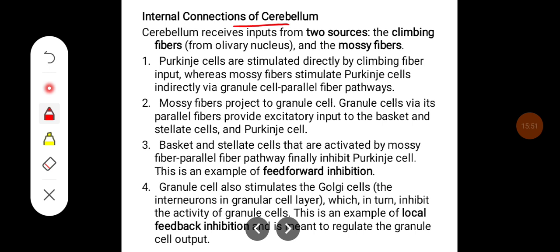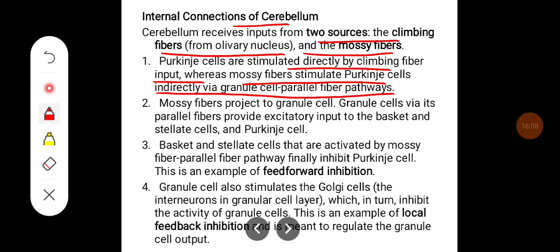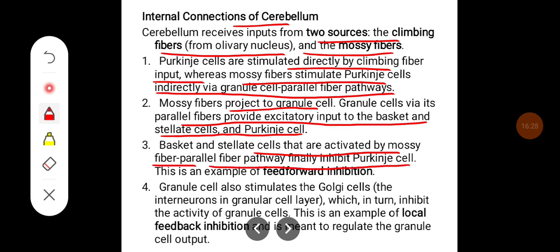Internal connections of the cerebellum. The cerebellum receives inputs from two sources, that is climbing fibers, from the olivary nucleus, and the Mossy fibers. Purkinje cells are stimulated directly by climbing fiber input, whereas Mossy fibers stimulate Purkinje cells indirectly via granule cell parallel fiber pathways. The Mossy fibers project to the granule cells, and granule cells via its parallel fibers provide excitatory input to the basket and stellate cells and Purkinje cells. The basket and stellate cells that are activated by Mossy fiber parallel fiber pathway finally inhibit Purkinje cells. So this is an example of feed-forward inhibition.